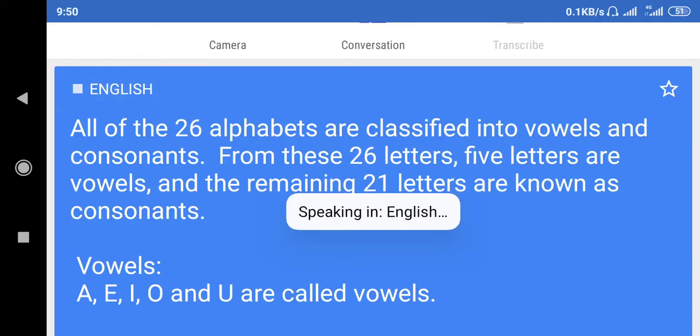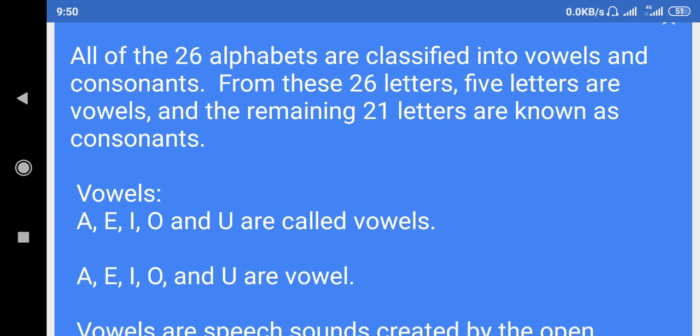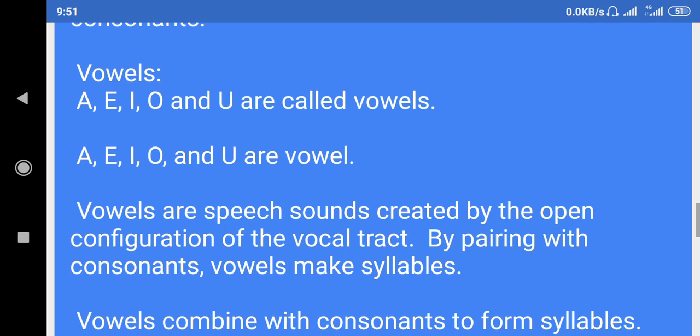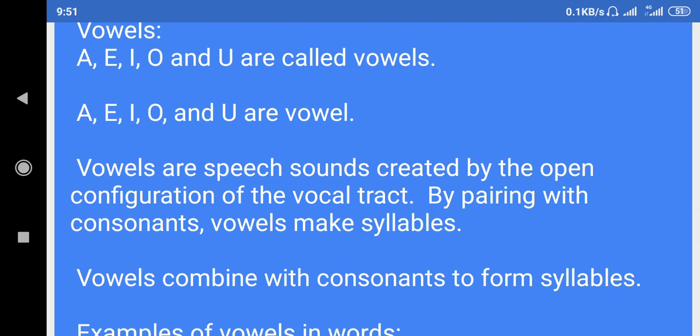All of the 26 alphabets are classified into vowels and consonants. From these 26 letters, 5 letters are vowels, and the remaining 21 letters are known as consonants. A, E, I, O and U are called vowels. A, E, I, O, and U are vowels.